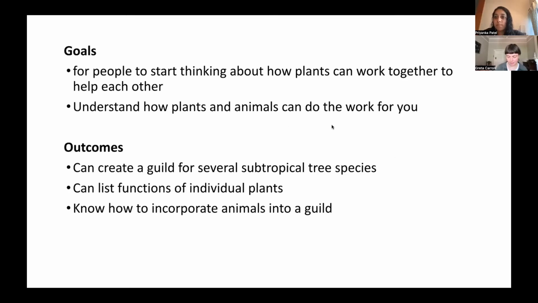So my goals for this are for people to start thinking about how plants work together to help each other and understanding how plants and animals can do the work for you. And the outcomes would be to create a guild for several subtropical tree species. You can list functions of individual plants and know how to incorporate animals into a guild.